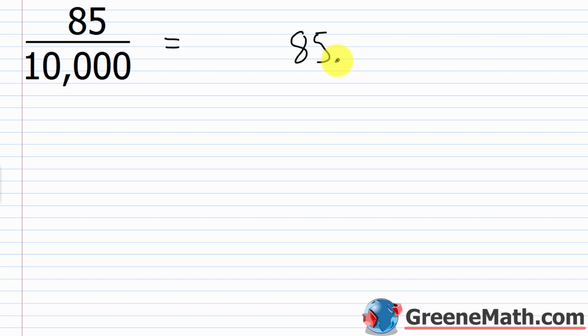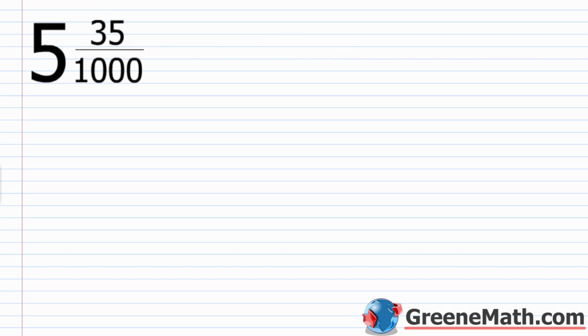So I put a decimal point after the final digit in 85, and I go 1, 2, and then I see that, what do I do here? I don't have any more places. When that happens, I can put zeros in. So I can put a 0 in here, and here, and then 3, and then 4, and I'm able to complete that. So now I'm going to end up with 0.0085 as my answer.